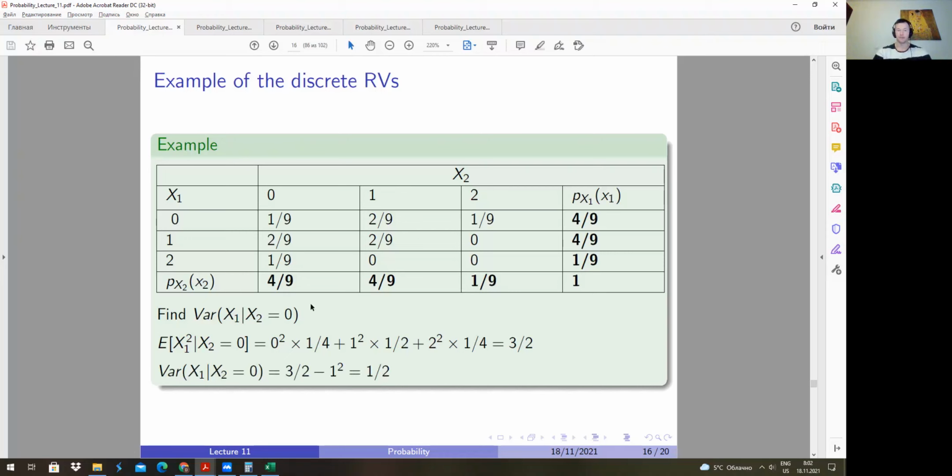So the variance of x1 when I know that I'm in the first column here, I know exactly where I am, is 1/2.